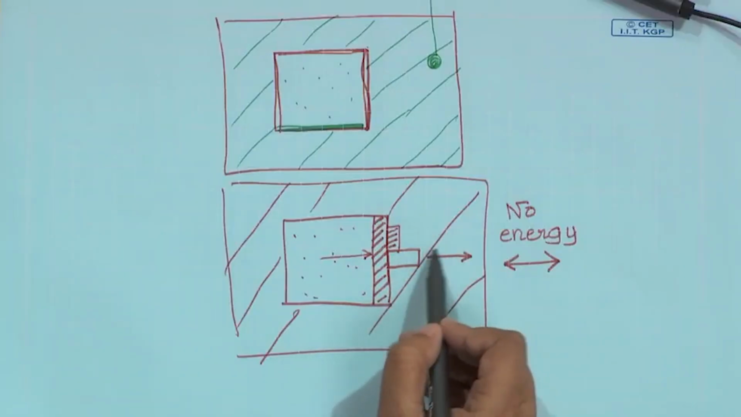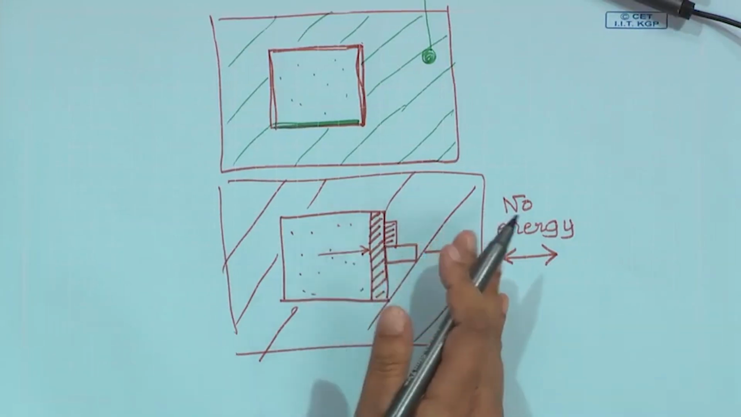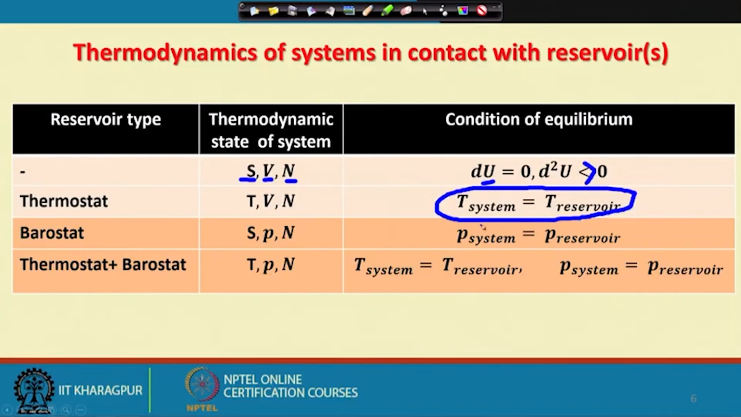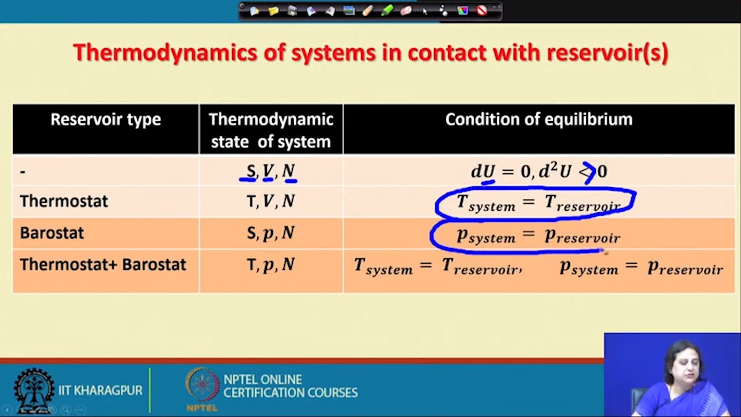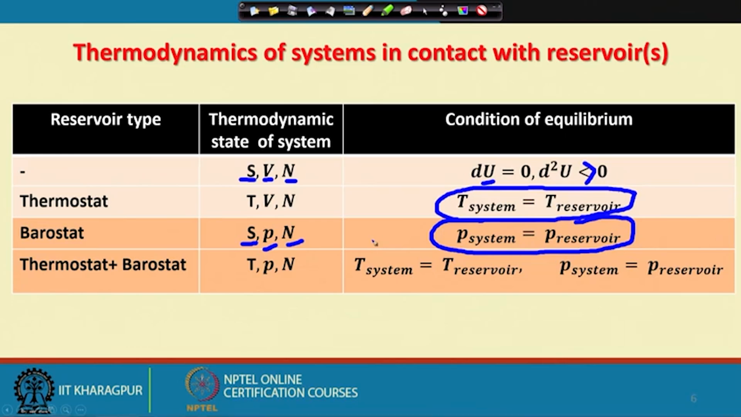So, at this stage you will find out how much pressure you require to put the piston in this apparently time independent position, and therefore, the condition of equilibrium in that case will be determined by saying that you have the pressure of the system equal to the pressure of the reservoir, and the equilibrium state of the system is now defined by a constant value of the entropy, a constant value of the pressure, and a constant number of particles. The more common situation that you come across is the isothermal isobaric situation.